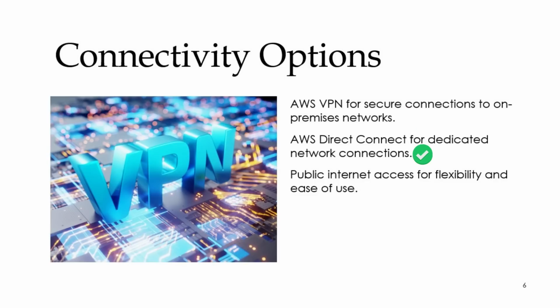Next, Direct Connect. Now, this is your dedicated lane on the highway. You get a private high-speed connection directly to AWS. No internet middleman means lower latency and higher consistency. Imagine hosting a video game tournament. The last thing you want is lag. Direct Connect keeps everything smooth and fast.